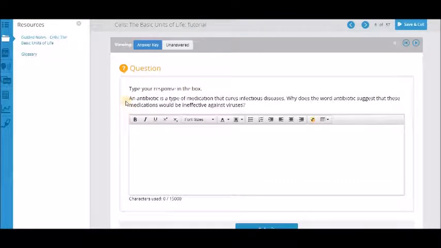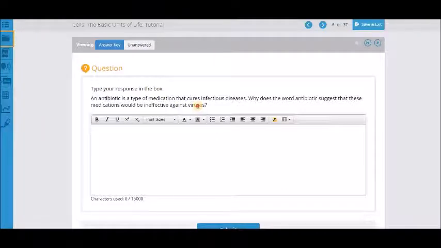Page 6 is another question. An antibiotic is a type of medication that cures infectious diseases. Why does the word antibiotic suggest that these medications would be ineffective against viruses? You might want to look this up. I don't know how much of this you've studied so far, but I'll give you a hint. Antibiotics only work on cells.